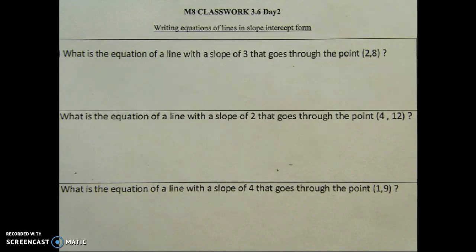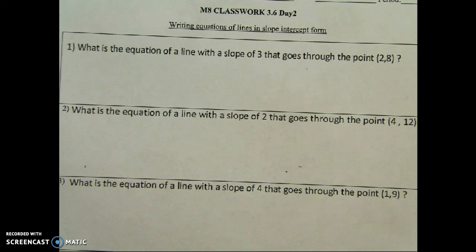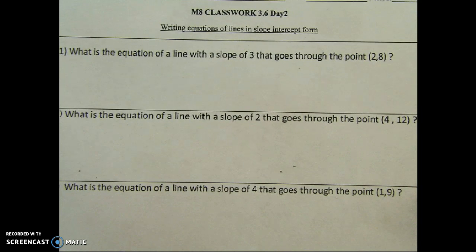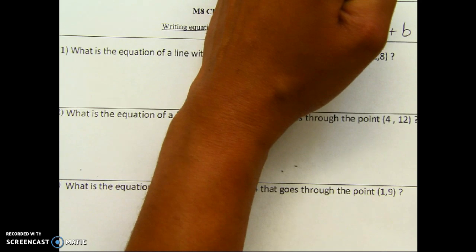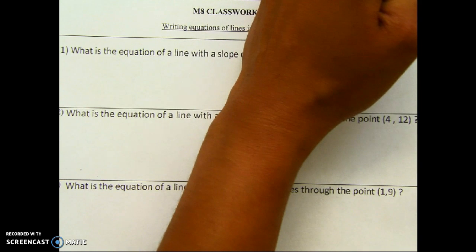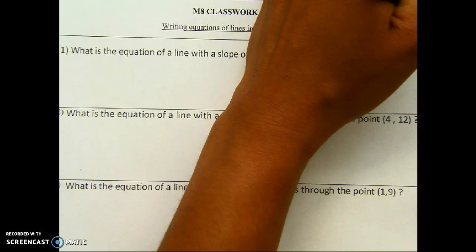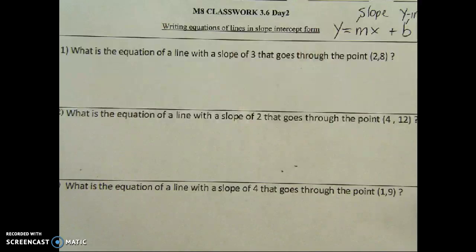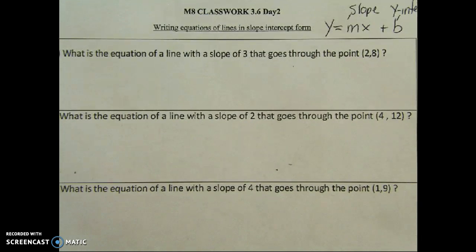Okay, so this is the example for writing the equation with a slope and 1 point of the line. Remember, our equations are going to be written as y equals mx plus b. M is our slope, and b is our y-intercept. For number 1, what is the equation of the line with the slope of 3?